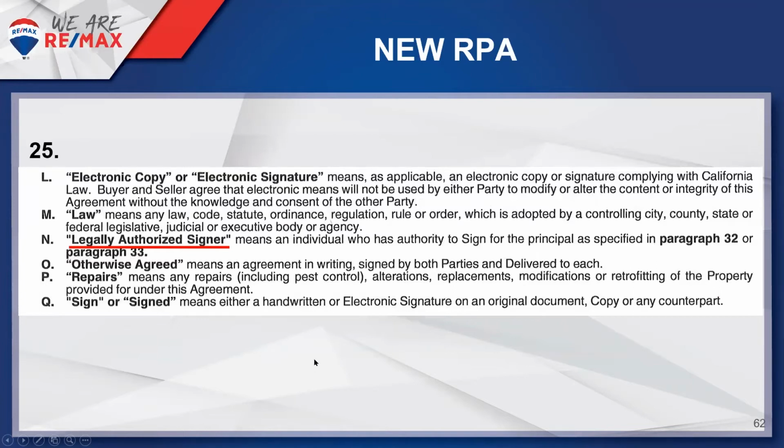Okay, legal authorized signer is also defined, and that means an individual who has authority to sign for a principal. So a principal might be an LLC, that's the buyer. That's the entity buying the property. The legal authorized signer is a person within the LLC who is empowered to make acquisitions. A legal authorized signer could be holding a power of attorney. A legal authorized signer could be a trustee. So it's the individual who has the authority to sign for the stated buyer.